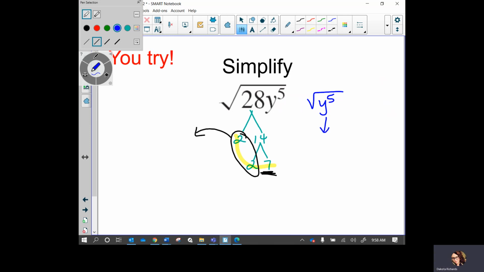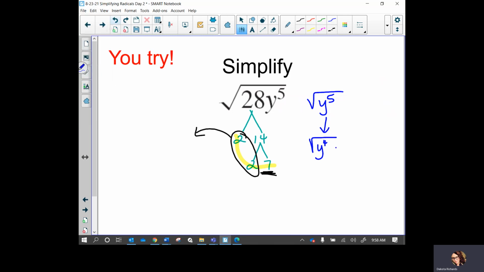Okay, break it down into some even numbers. We're going to break it down as square root y to the 4th times square root y. Square root of y to the 4th is just y squared. Square root y is just square root y. It didn't change.